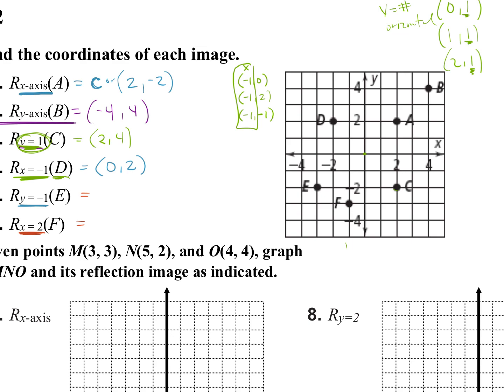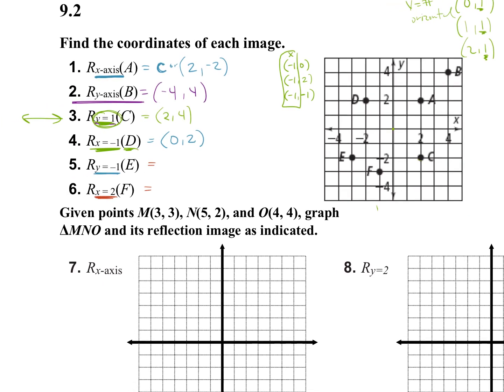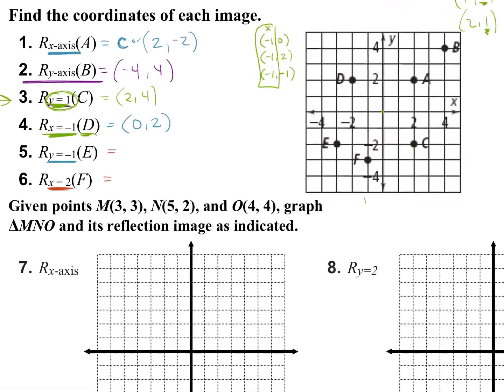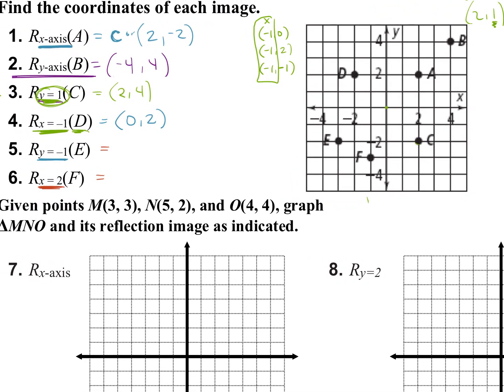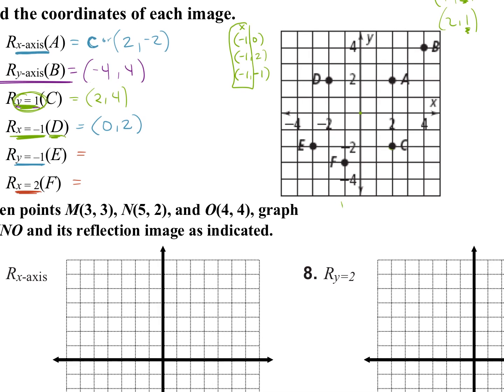Good job. Okay, what did you get for E? Where does y equal -1? What kind of line is y equals -1, horizontal or vertical? Horizontal. So y equals -1 is this line. So E is currently 1 below, so you're going to go 1 above. So for E, you should have gotten -3, 0.